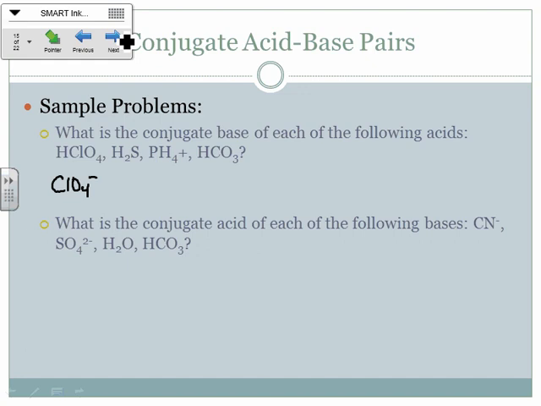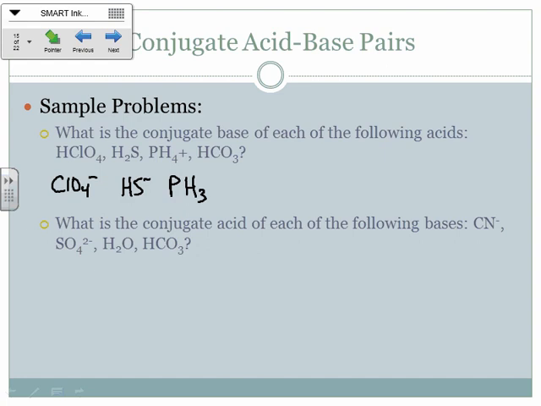H2S, its conjugate base would be HS minus, okay? It could maybe be S2 minus if it gave away both its hydrogens, but more likely it's going to just give away one hydrogen and be HS minus. Again, I forgot to superscript everything here, but PH4 plus, its conjugate base would just be PH3, with no charge, because we get rid of one hydrogen. Now we have one less positive charge there, so it's just PH3.